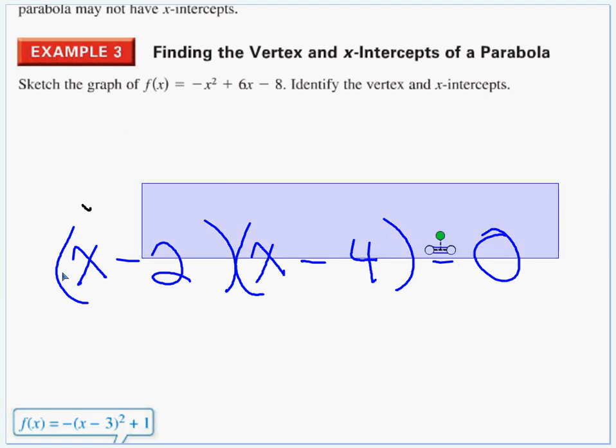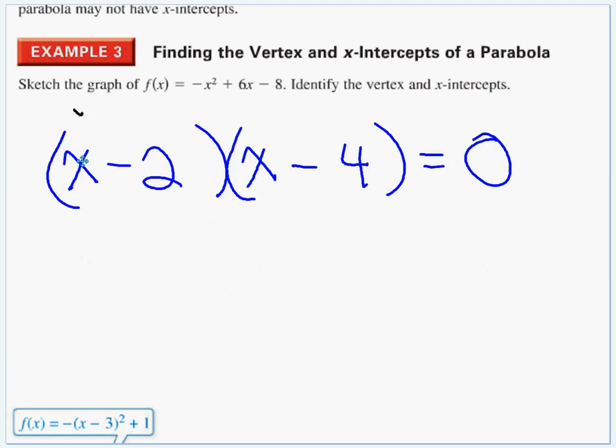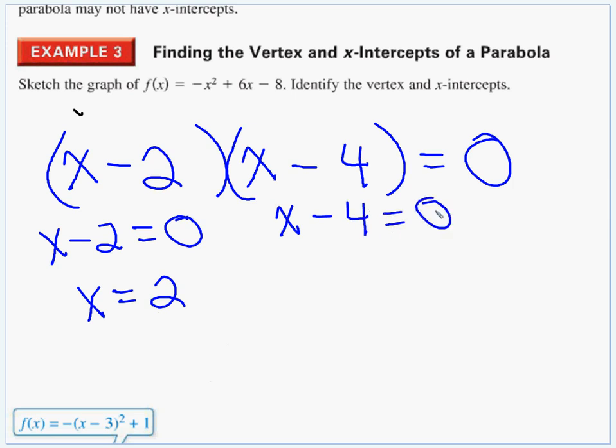All right, now if we have two factors and they are multiplied and equal to 0, we can use the zero product property. I can set my first term equal to 0 and get x is 2. I can set my second term equal to 0 and get x equals 4.